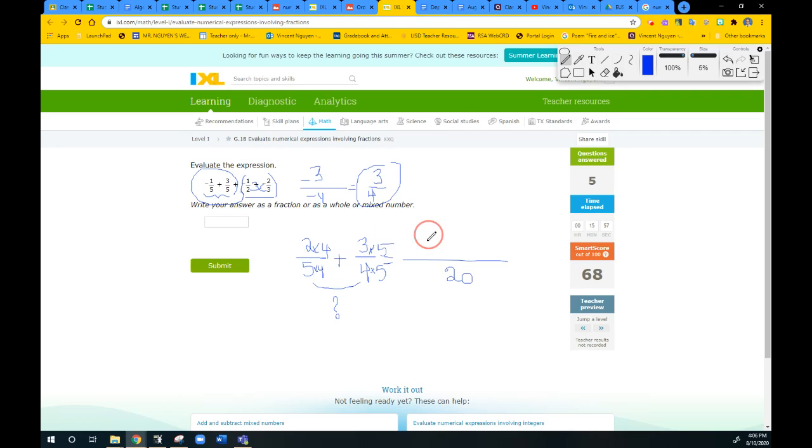2 times 4 is 8, plus 3 times 5 is 15. Okay, so now I can add them. 8 plus 15 is 23. So my answer here is 23/20. So hopefully I didn't mess up my math. Let's submit.